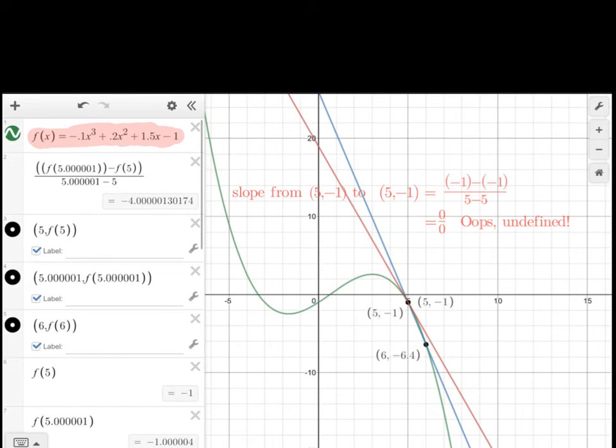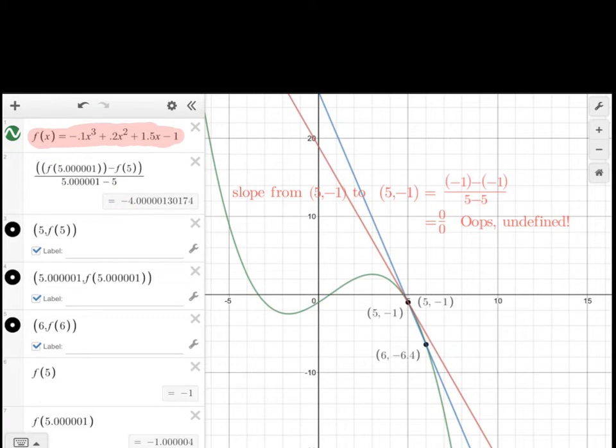And if you look at here, negative 4.000013, I think you could guess just as well as I can what the slope right at 5 is equal to. And it turns out that yes, the slope is exactly equal to negative 4.